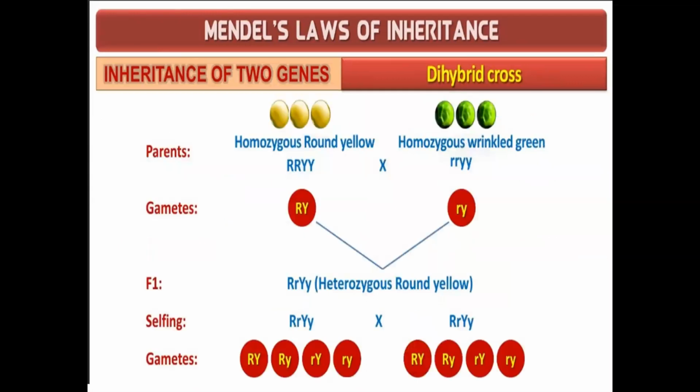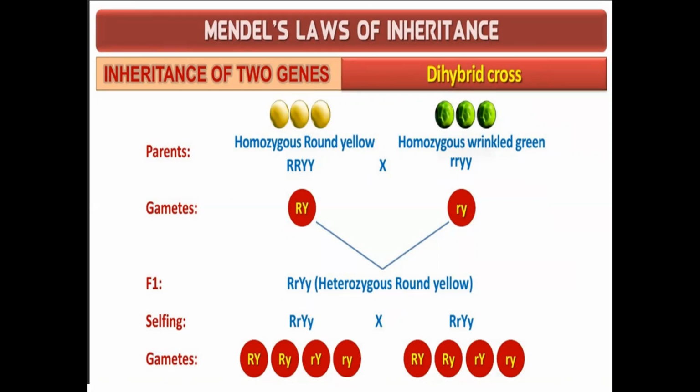Now this is how we write the homozygous round yellow: capital R, capital R. Round is dominant. Yellow is also dominant, so it will be capital Y, capital Y. Then homozygous wrinkled. Wrinkled is the recessive character, opposite to round, so we will use small r, small r, and small y, small y.